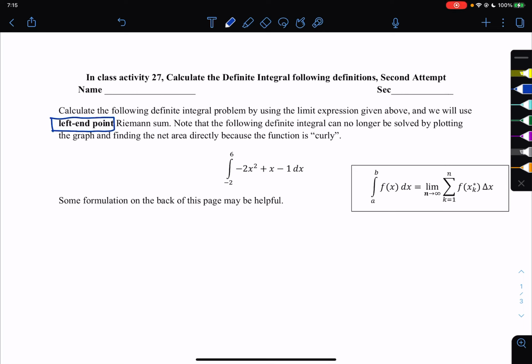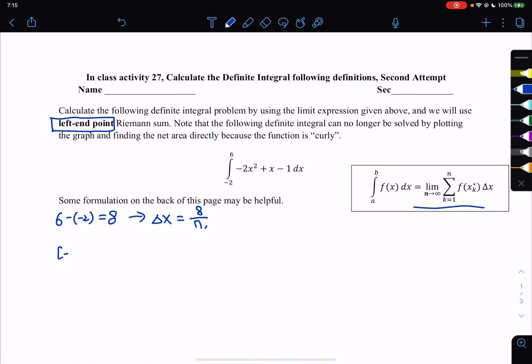Sum, and I'm using left endpoint. I reminded you about the definition. So, well, the total size of the interval is 8. Therefore, the size of each subinterval is going to be 8 over n. In order to find the left end, I can use a couple of those intervals just for demonstration purposes. But if you're very confident with your answer, you can just use it directly.